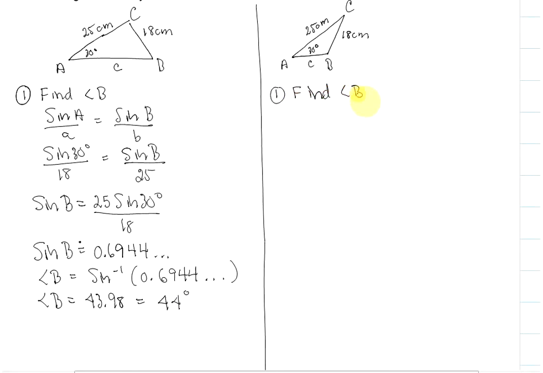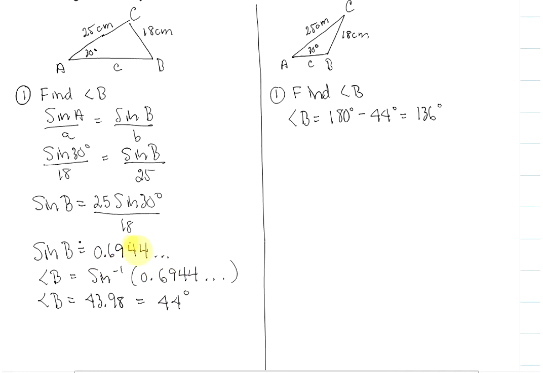And if you remember from the previous video, the little discussion that we had on comparing the two triangles, you know that angle B from your first triangle is supplementary with angle B on your second triangle. And so to get angle B, you can just go 180 degrees minus 44, and you get 136 degrees.